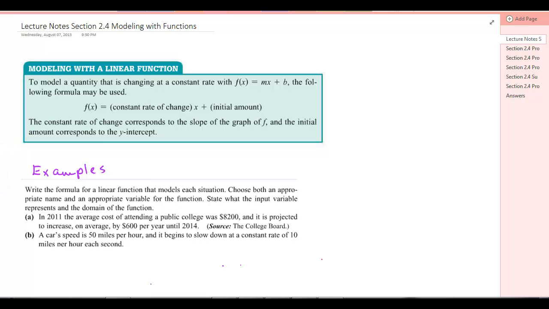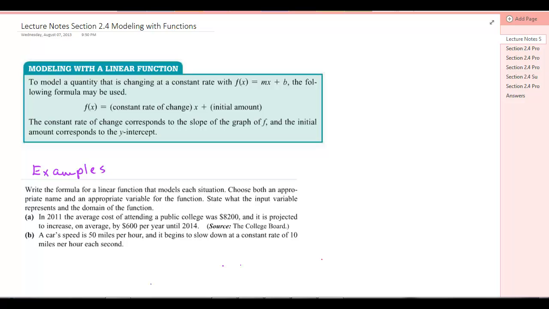This is section 2.4, and we're going to talk about modeling with functions. Now, to model a function means you're going to take some data, usually in a word problem or a chart, and you're going to try to create an equation that models that.